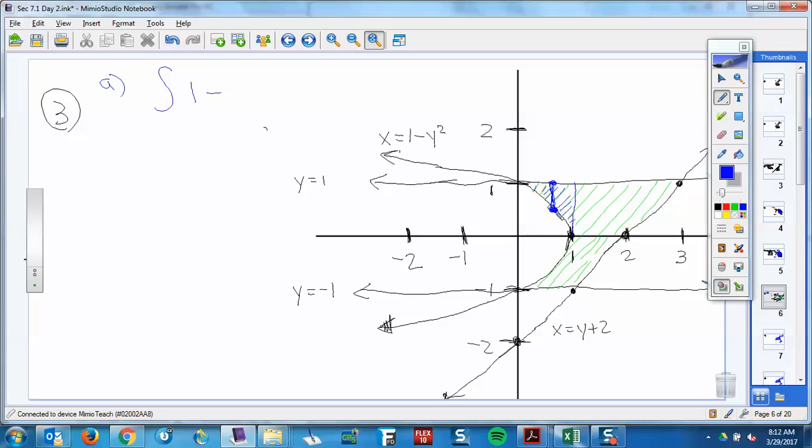Positive 1 minus... Say it again, Jesse. Positive square root of 1 minus x. Positive square root of 1 minus x.